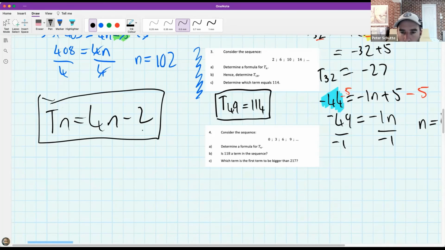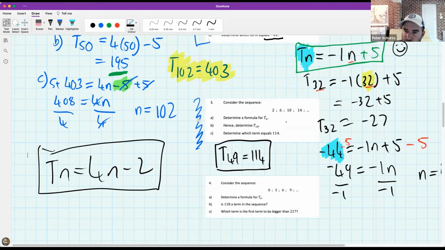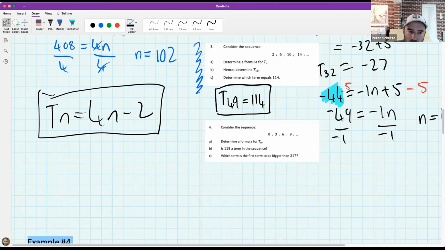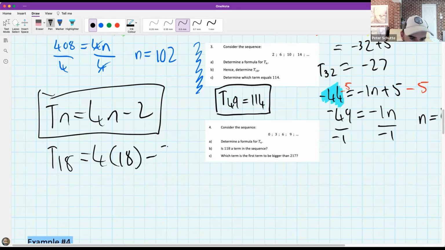If you've got 4n minus 2 as the formula, which you've got for this one over here, in order to find the 18th term, you're just going to put an 18 in there. So 4 times 18 minus 2. You see, because the 18 is where the n is. And so you get 72 minus 2, which is 70.